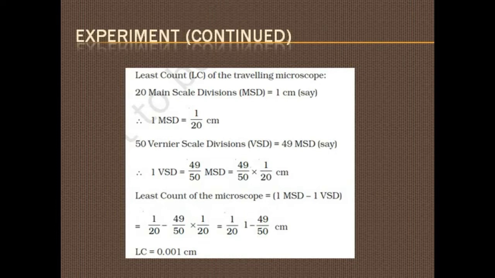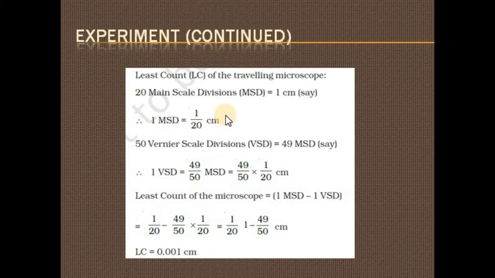So this is the procedure to find out the least count of your traveling microscope, and you should always remember that the least count of your traveling microscope is different for different instruments. That means for a different traveling microscope, the least count may be different. In this case, the least count is 0.001 centimeter. Now let's check how to find out the least count.